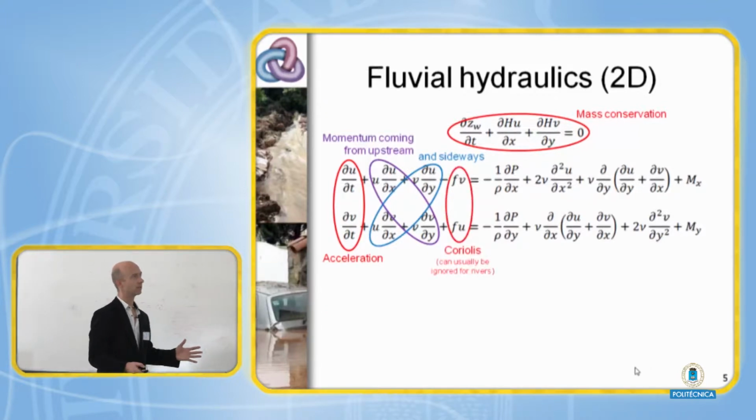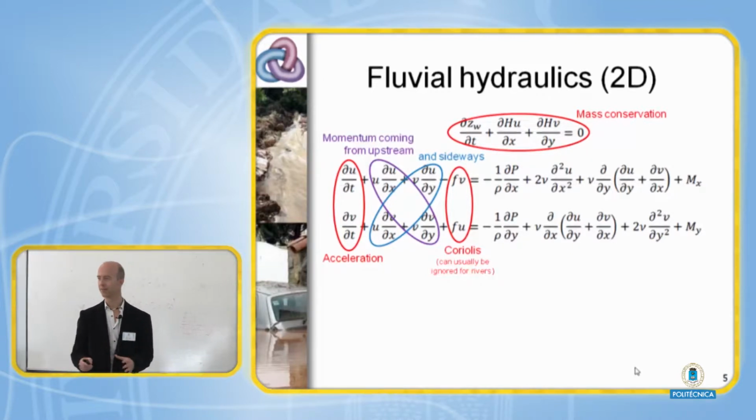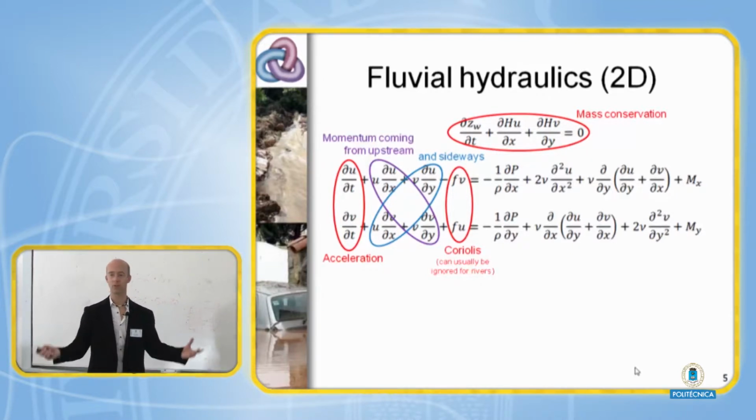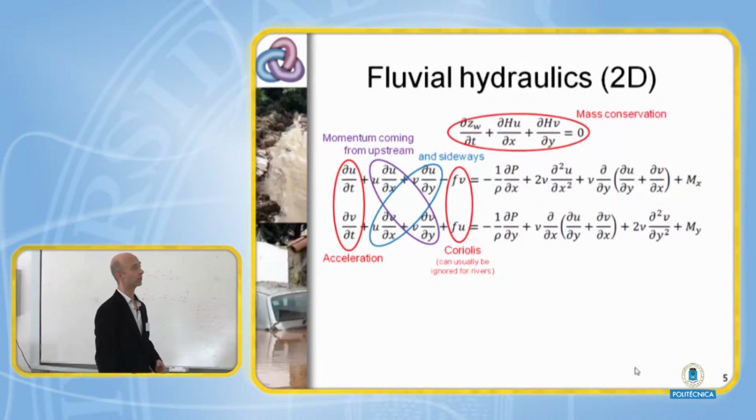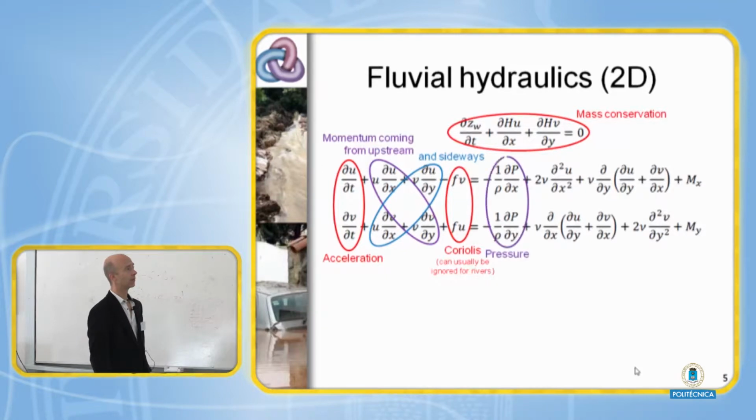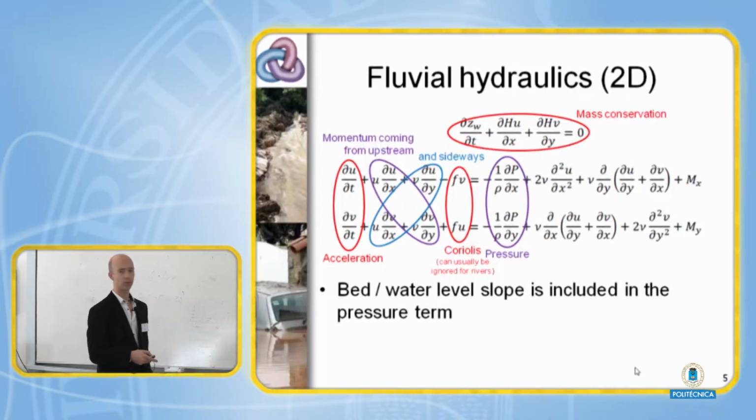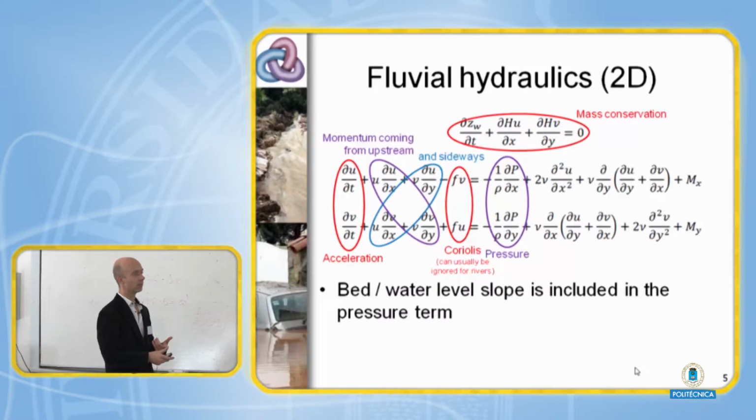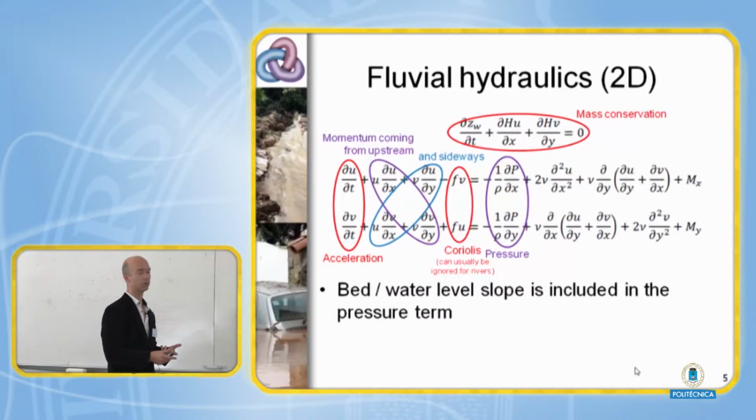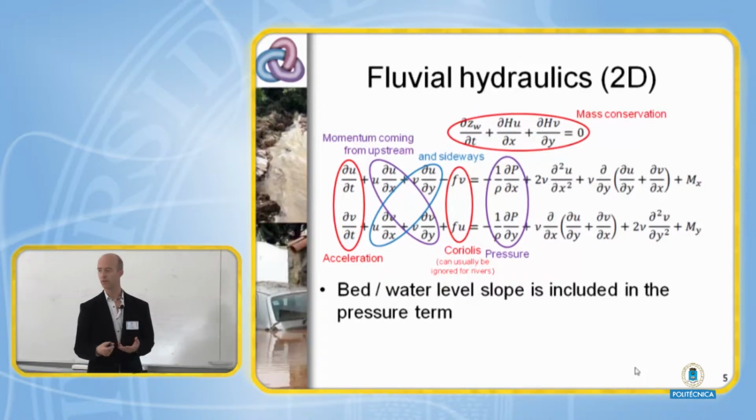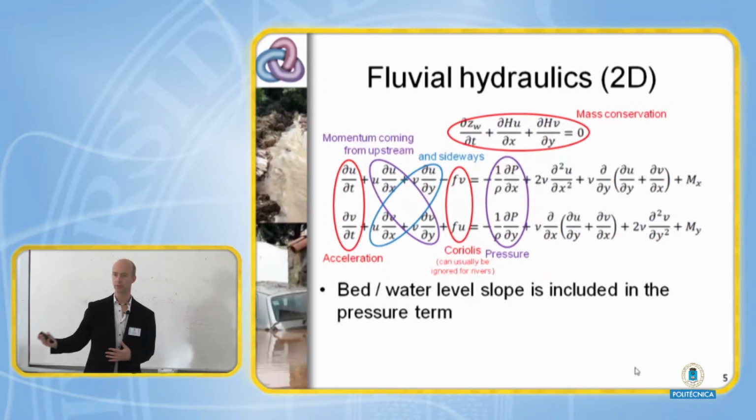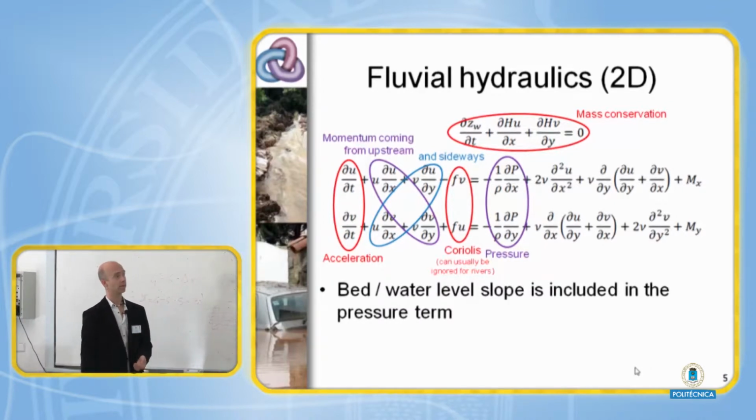In general, you can also include Coriolis forces, but usually you can ignore them in rivers. But if you have bigger open water bodies, there might be some influence. Then we have a bed level term, basically bed slope effects and water slope effects are included in this term. You also include freshwater-saltwater transitions in estuaries in this term.